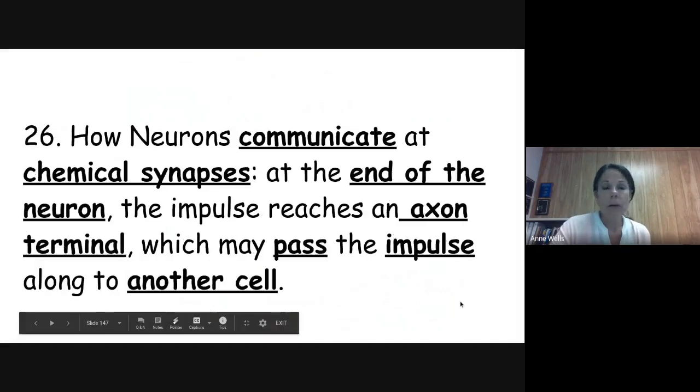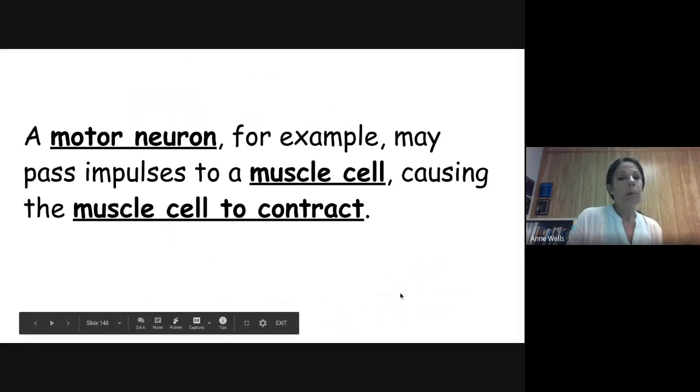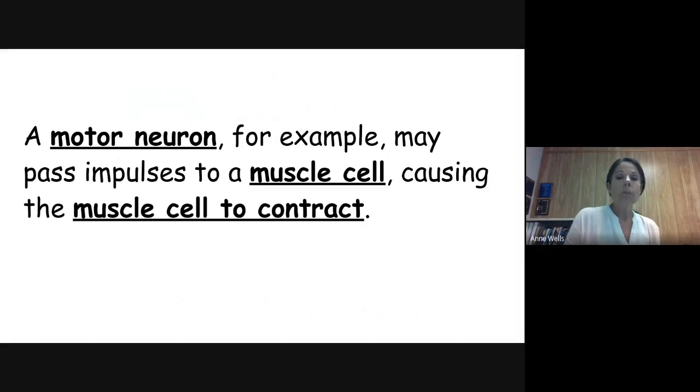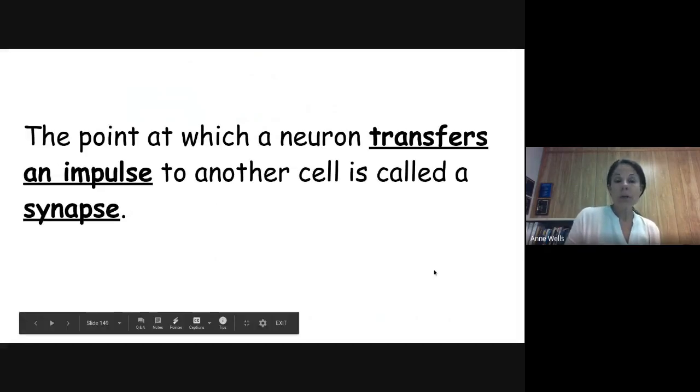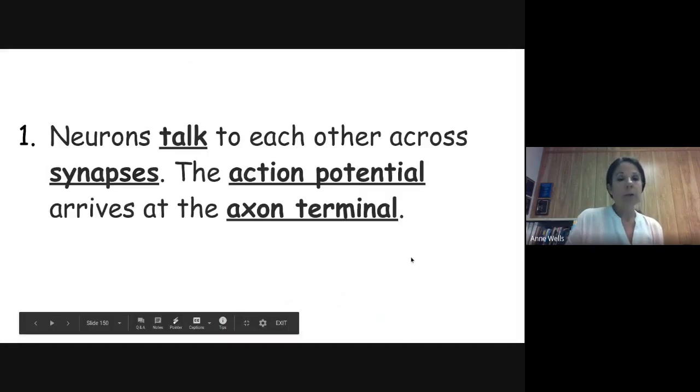We're going to have already kind of talked about some of this a little bit before, but basically at the end of the neuron, the impulse reaches an axon terminal, which may pass the impulse along to another cell. A motor neuron, for example, may pass impulses to a muscle cell, causing the muscle cell to contract. The point at which a neuron transfers an impulse to another cell is called a synapse. We've already talked about that a lot. So we're just going to go through this in steps.